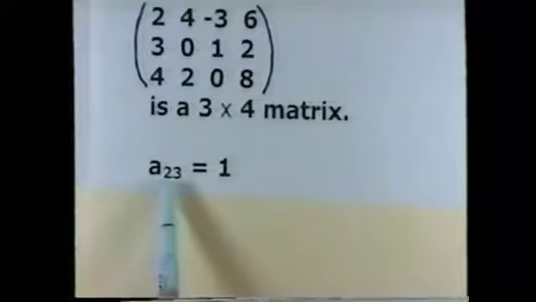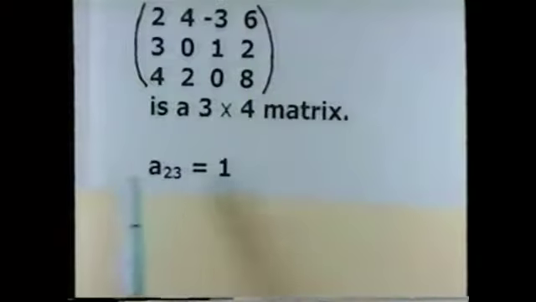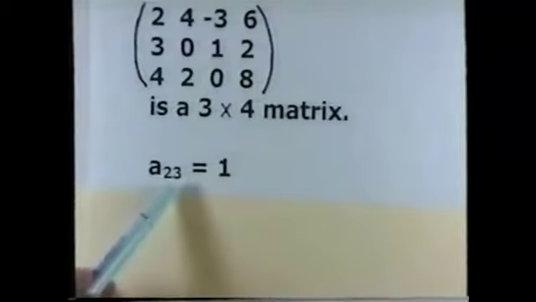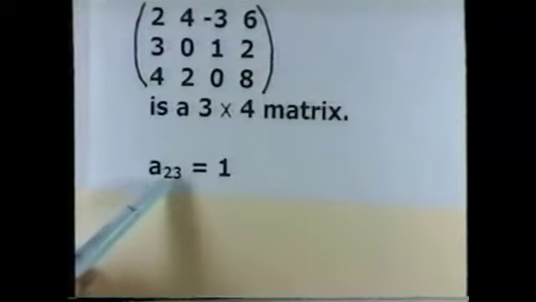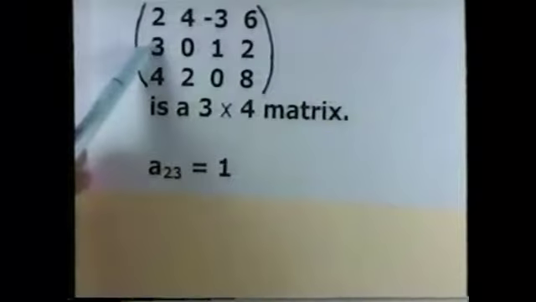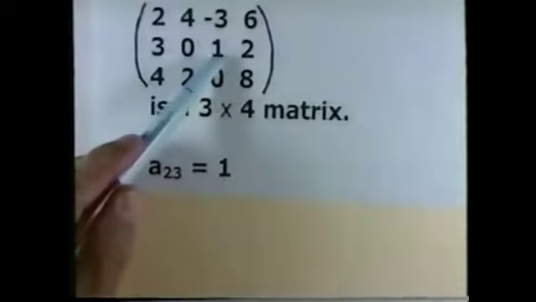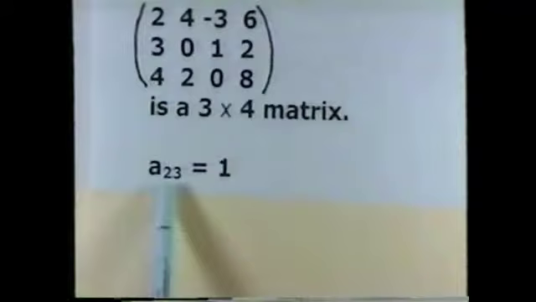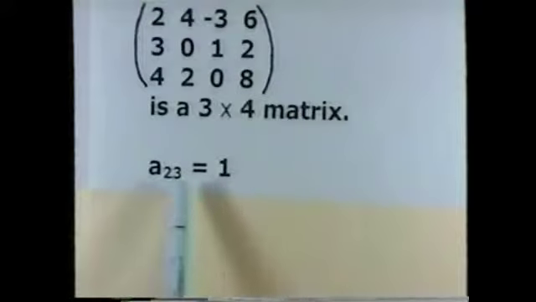The element in the second row, third column, is 1. So we have A sub 2, 3. That means I want the entry in the second row, third column. Second row, third column. We get 1. So the entry in the second row, third column, is 1.